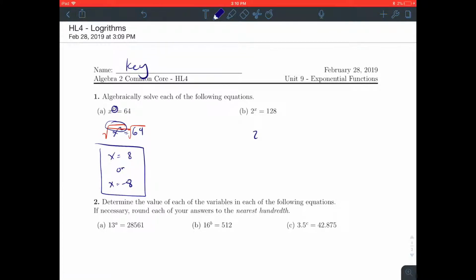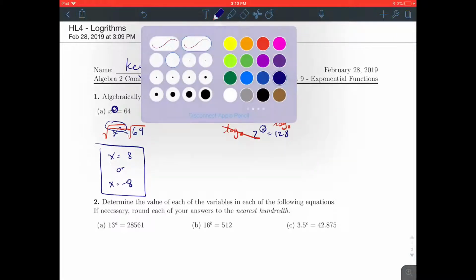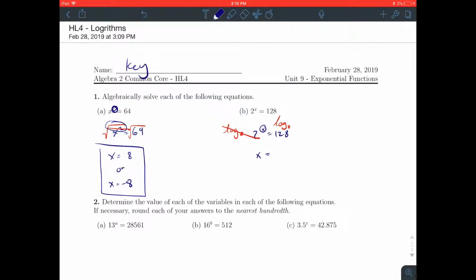For the next problem, we've got 2 to the x equals 128. It looks very similar, but instead of trying to get rid of an exponent to isolate x, we're trying to eliminate a base to isolate x. So to eliminate the base, we're going to use logarithm base 2 on both sides. When we do log base 2 to this side, that gives us x by itself, because the base canceled out, equals log base 2 of 128.